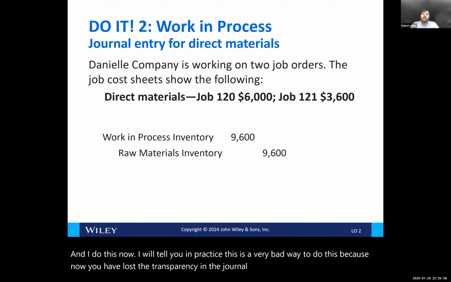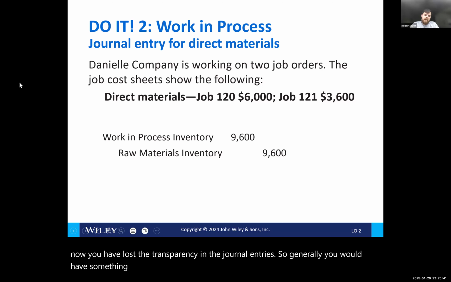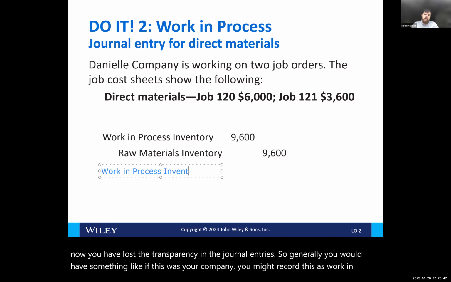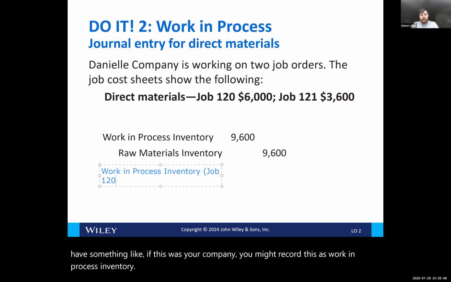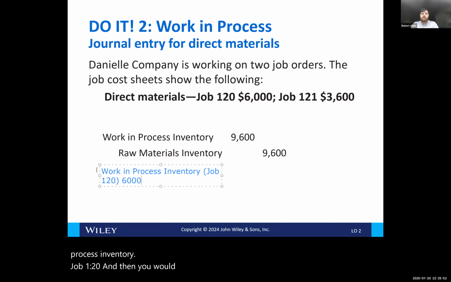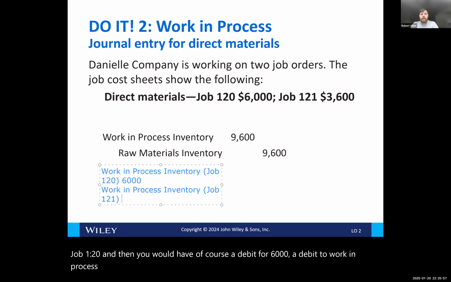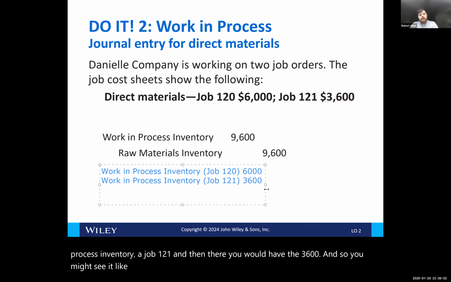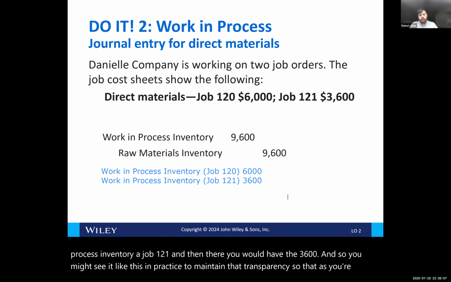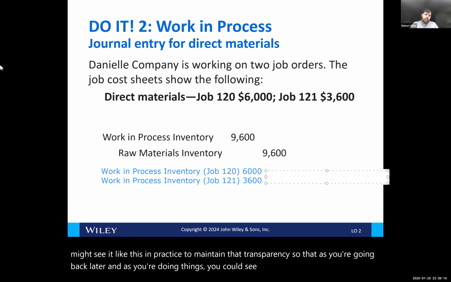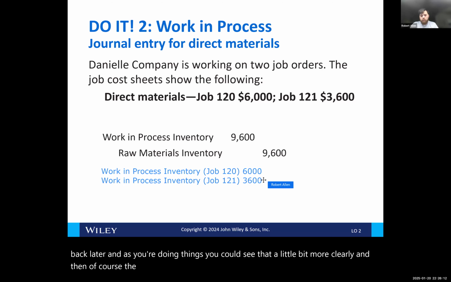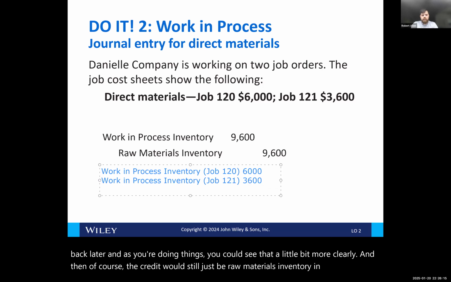So generally, if this was your company, you might record this as work in process inventory, job 120, and then you would have, of course, a debit for 6,000, a debit to work in process inventory, job 121, and then there you would have the 3,600. And so you might see it like this in practice to maintain that transparency, so that as you're going back later and as you're doing things, you could see that a little bit more clearly. And then, of course, the credit would still just be to raw materials inventory in total. So it would look something like this.